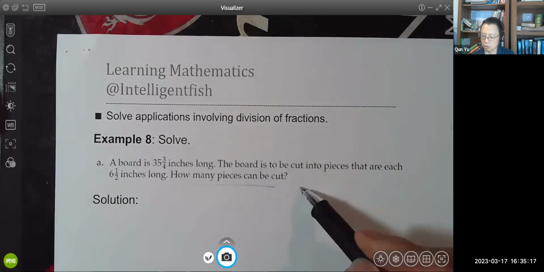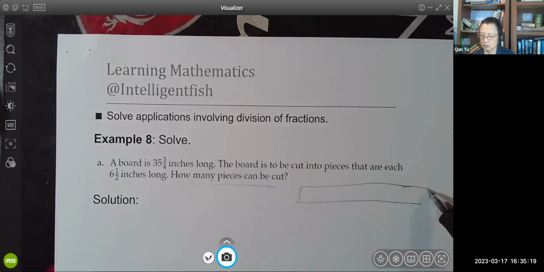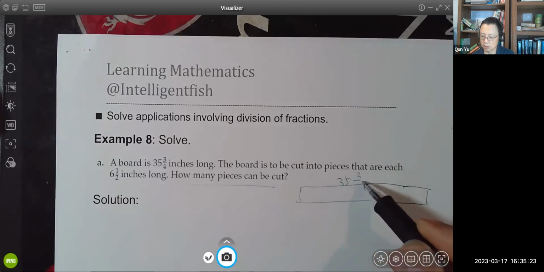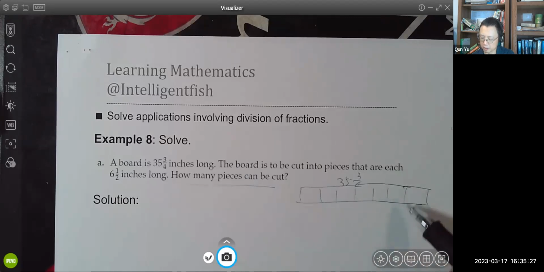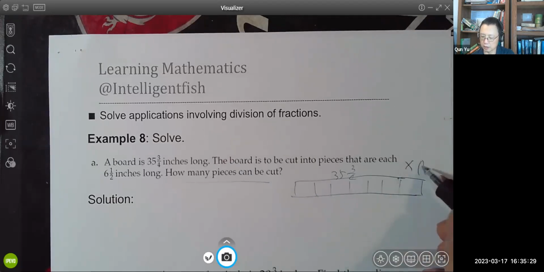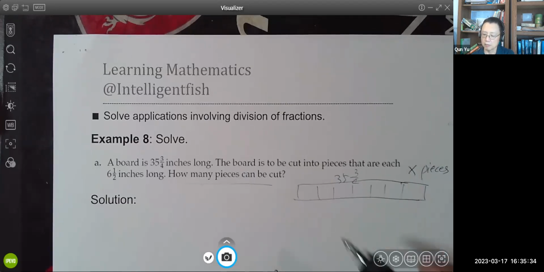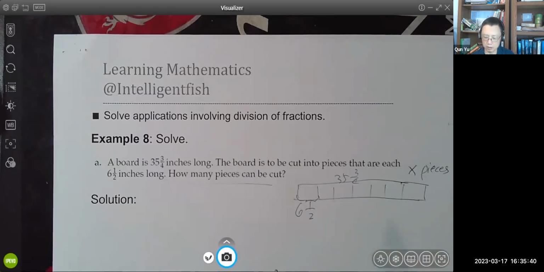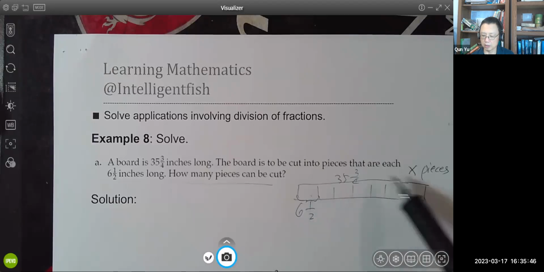We just cut this whole piece into pieces. This whole piece is given, 35 3/4 long. We cut it into pieces. We don't know how many pieces. That's our x pieces, representing the unknown using a variable. But we do know the length of each piece, which is 6.5 inches. So what does it mean? You have so many pieces, each one 6.5. You multiply this many pieces, you get the total length.